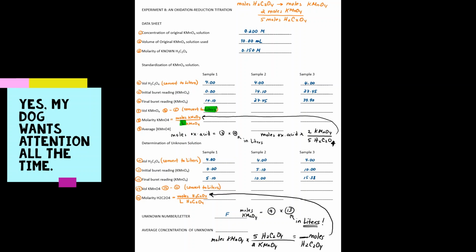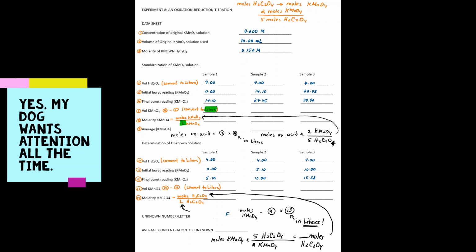oxalic acid. The volume in liters for oxalic acid, that number right there, is what you have in number 10 in liters. Number 10 is the volume of your sample. You're using 4 milliliters in each sample. So convert that number to liters, and that's the volume that you need to calculate the molarity of oxalic acid.